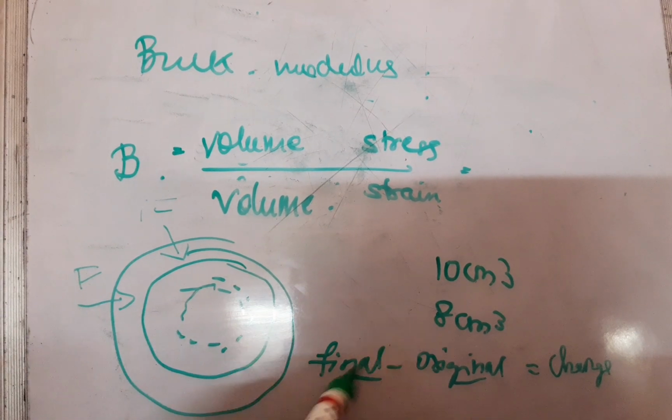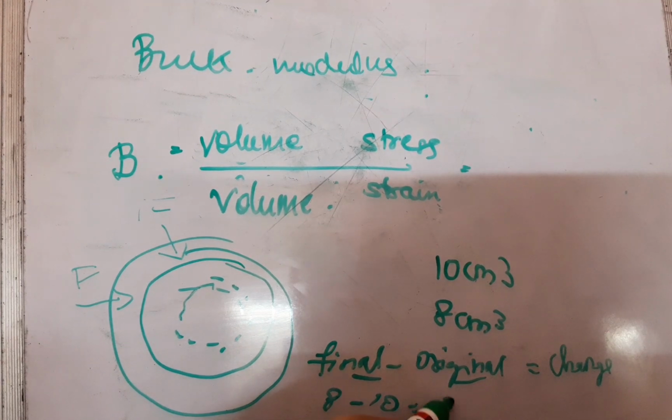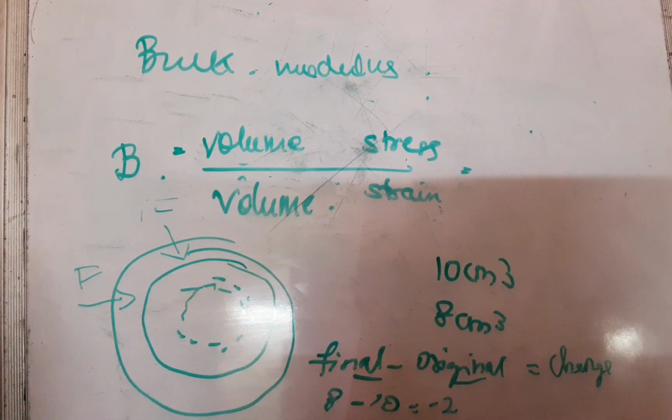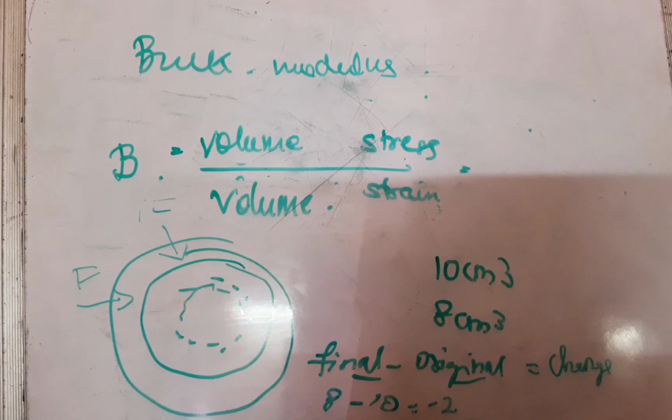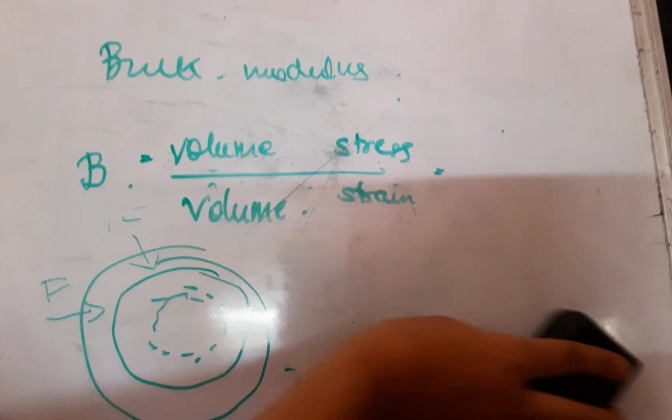Similarly here also, final is 8. Initial was 10. So the answer will come as minus 2. Means change in volume is negative. Delta V value will come as negative in these cases. Okay. Volume strain will always come as negative.